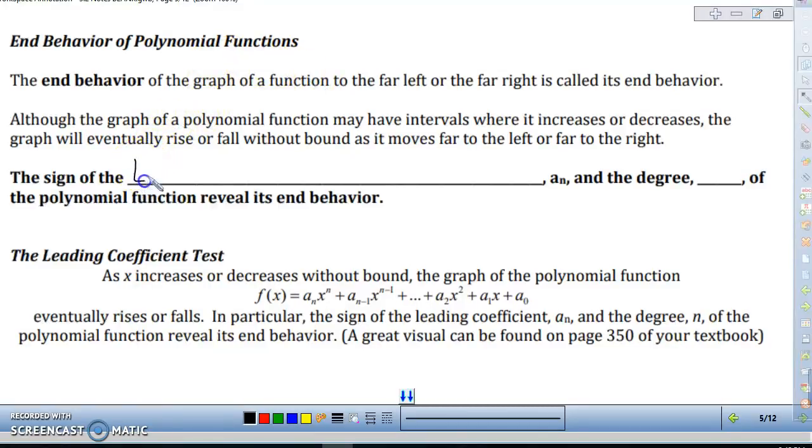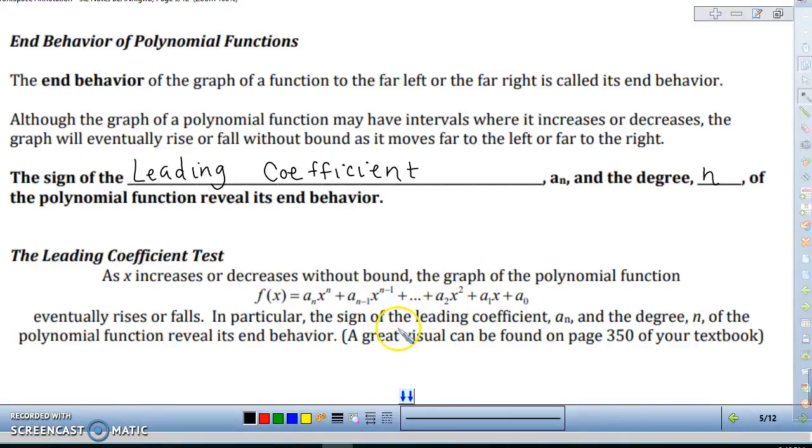So the sign of the leading coefficient along with the degree n of our polynomial are the two pieces that reveal the function's end behavior. So we've got a really mathy, technical definition straight from your textbook that defines this leading coefficient test. It says as x increases or decreases without bound, the graph of the polynomial function, this is just an example of some polynomial function, eventually rises or falls.